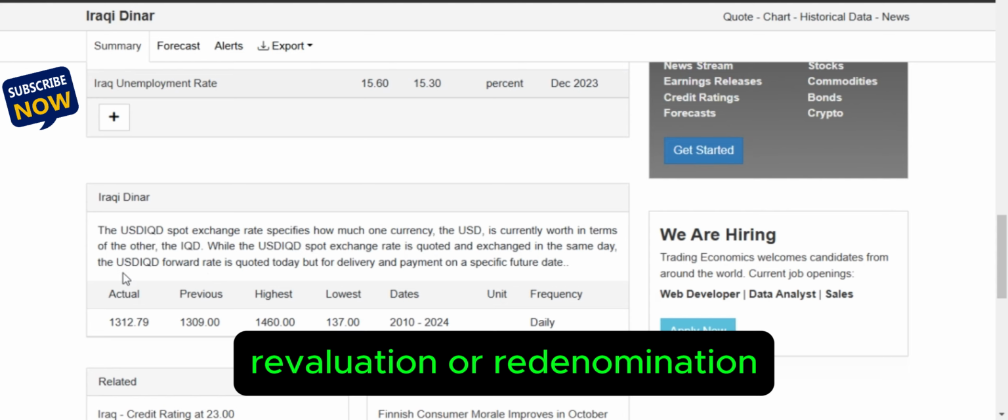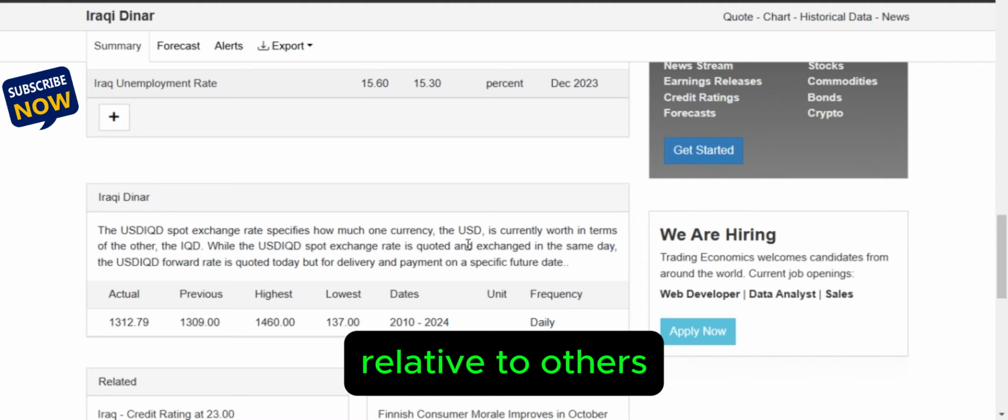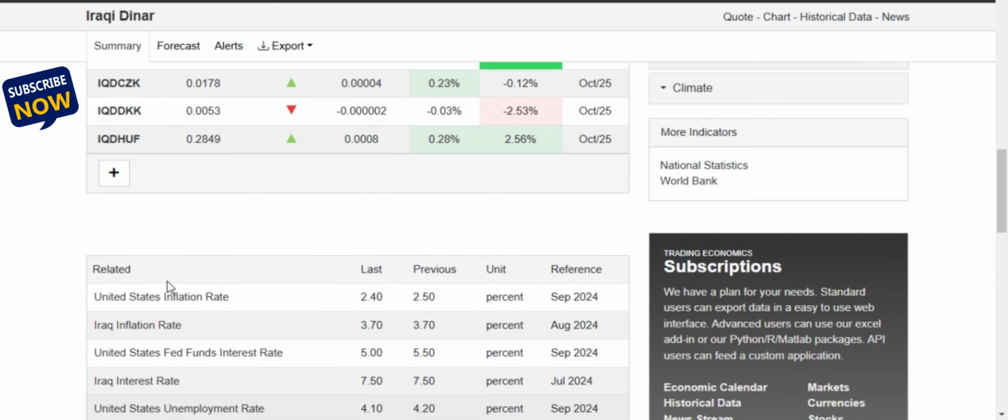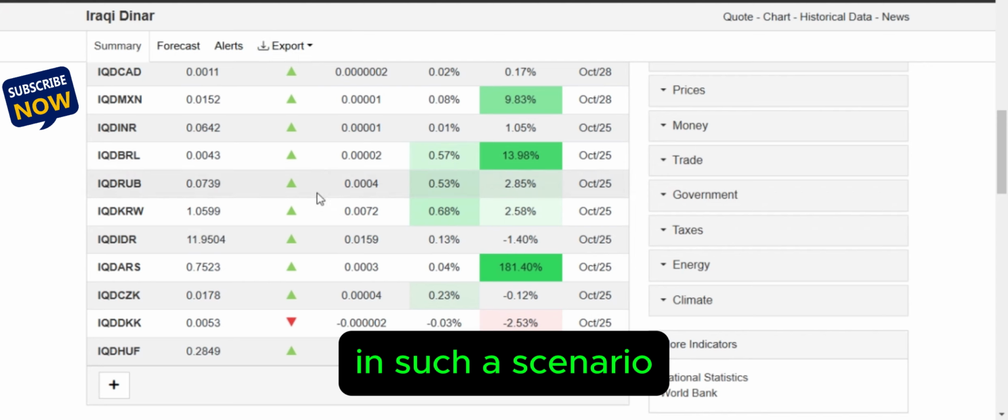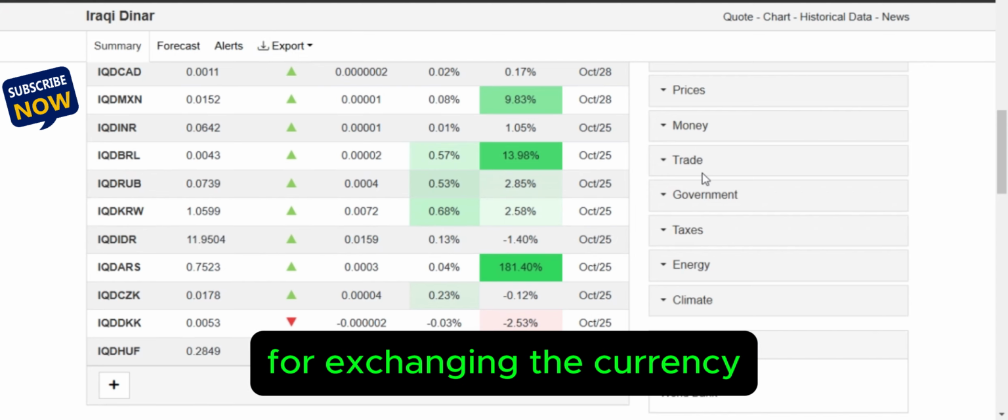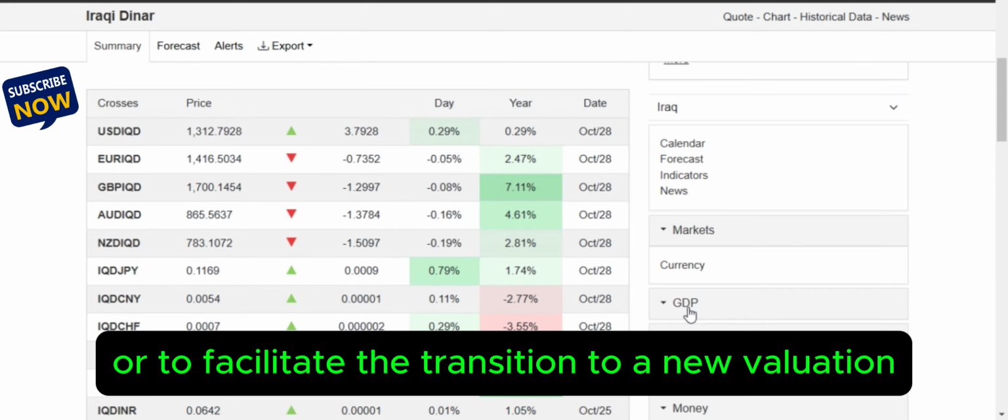Revaluation or redenomination involves adjusting the currency's value relative to others, sometimes as part of broader economic reforms. In such a scenario, the government may offer higher rates for exchanging the currency to encourage liquidity or to facilitate the transition to a new valuation.